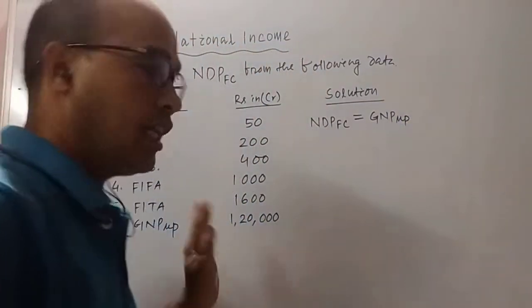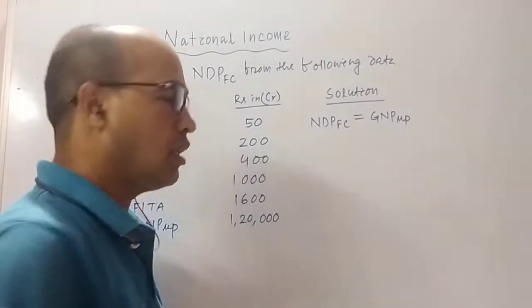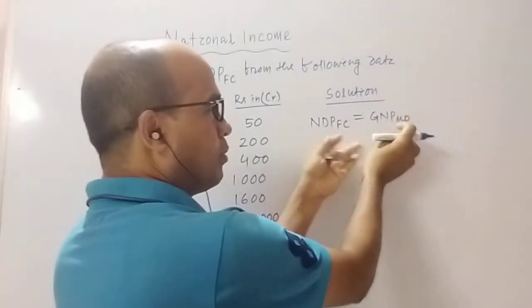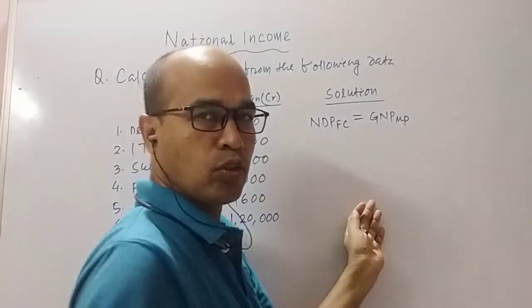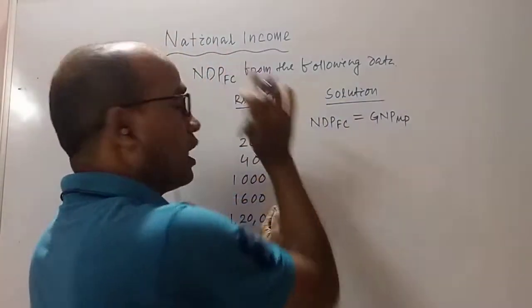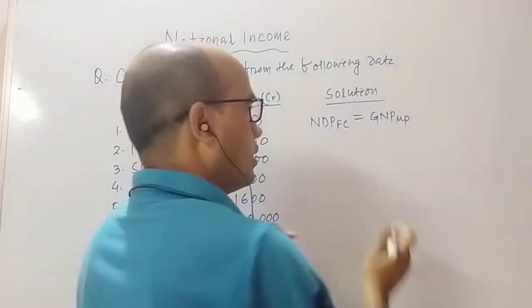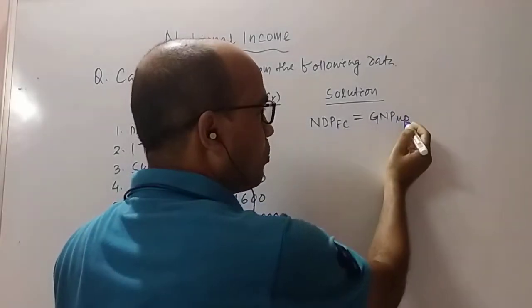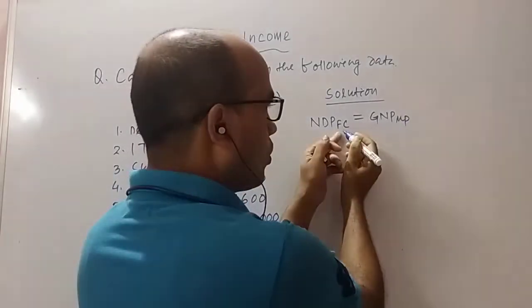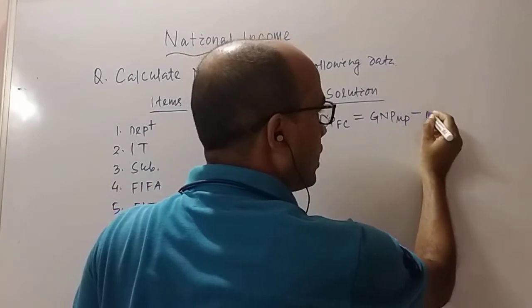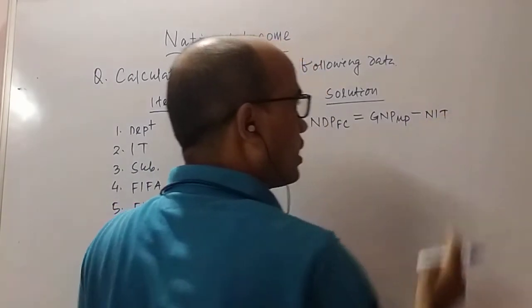Okay. Yesterday I taught you how to equalize the equation. Either you write GNPmp on the left and NDPfc on the right, no problem. But the question asks you to calculate NDPfc, so better you write NDPfc on the left hand side. You want FC, MP is given on the right hand side. FC is equal to MP minus NIT. You can go through your formula and check that.